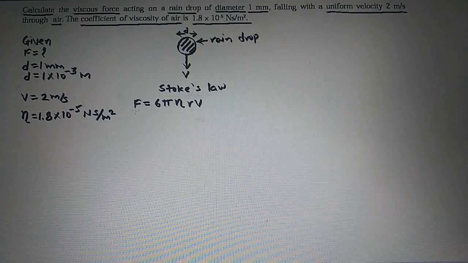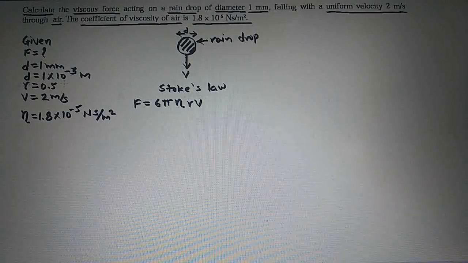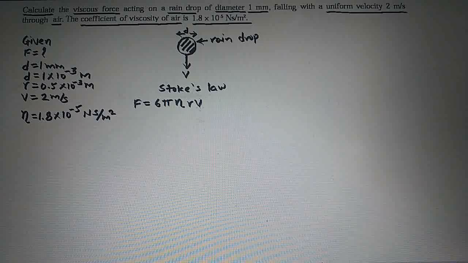So as we have to find out F here, that is equal to 6 pi, we know the value of the coefficient of viscosity eta, that is 1.8 into 10 raised to minus 5. The r is the radius of this raindrop, but we are having diameter, so the radius should be equal to half of diameter. So it will be 0.5 into 10 raised to minus 3 meter here, and we know the value of velocity, that is v is equal to 2 meter per second.